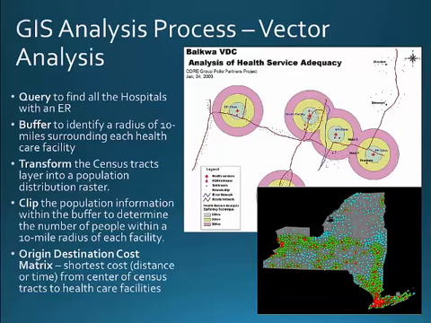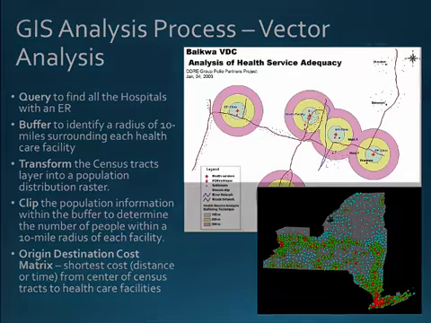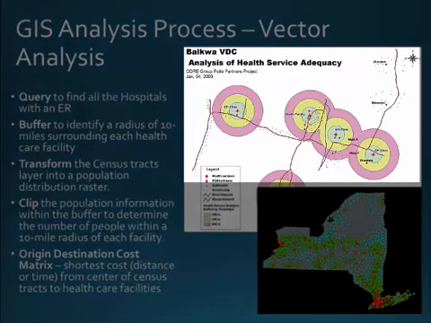We could buffer to identify a radius of 10 miles surrounding each healthcare facility. We could transform the census tracts layer into a population distribution raster. We could clip the population information within the buffer to determine the number of people within a 10-mile radius of each facility. We could also perform an origin-destination cost matrix, finding the shortest distance or time from the center of the census tracts to a healthcare facility. The results shown here might be what our results would look like.